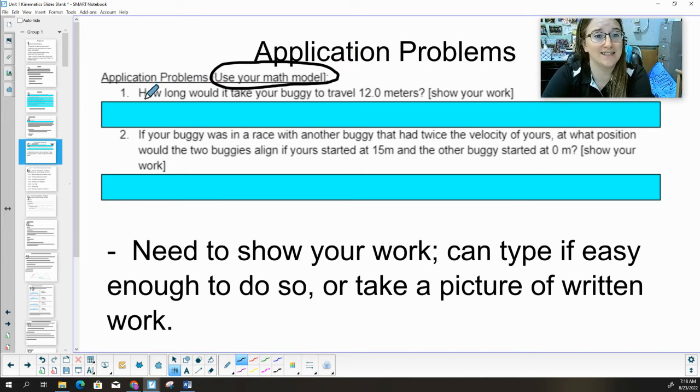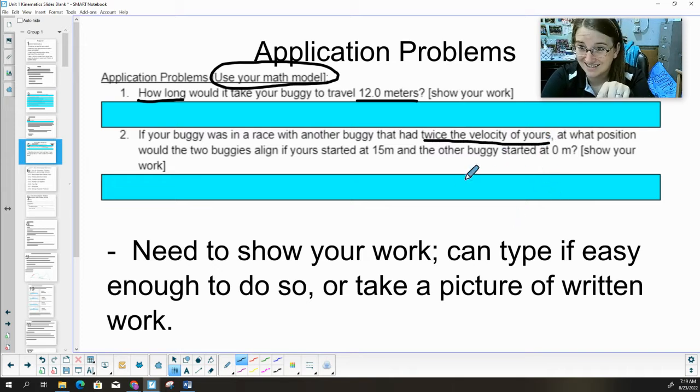You want to keep in mind when it says how long would it take your buggy to travel 12 meters. Think about how long, what variable that is, and 12 meters, where would that go? What variable is that? Number one should not be too hard. Number two, it says if your buggy was in a race with another buggy that had twice the velocity of yours. So you should know your velocity because something from your graph tells you your velocity.